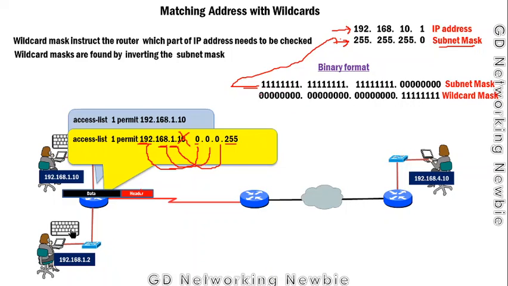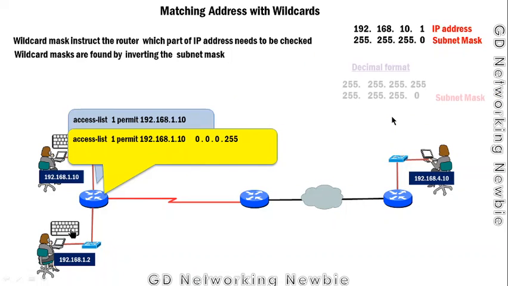So these ones become 0, these all become 0, and only this last part becomes 1. Then we convert this into decimal notation, so this will be 0, 0, 0, and 255. This is what we have used here, as you can see.